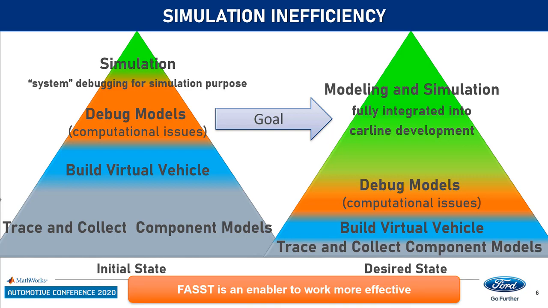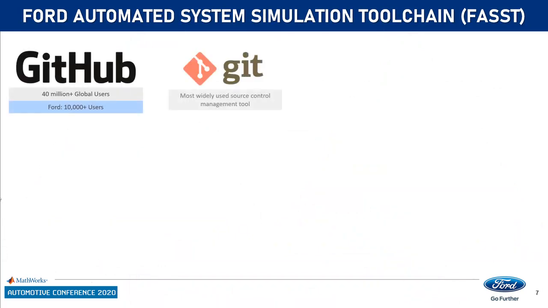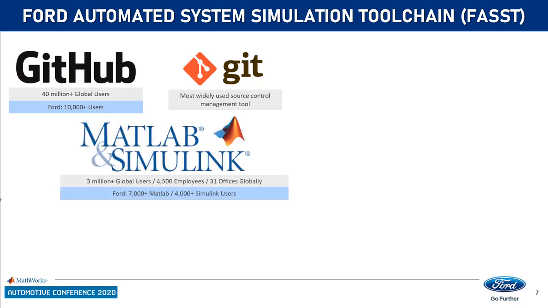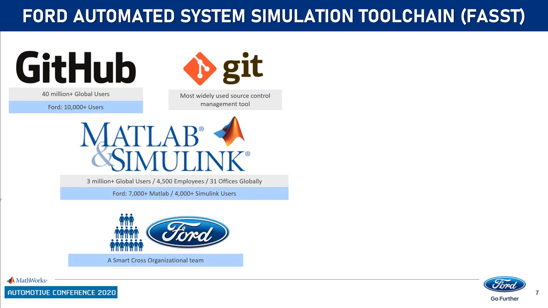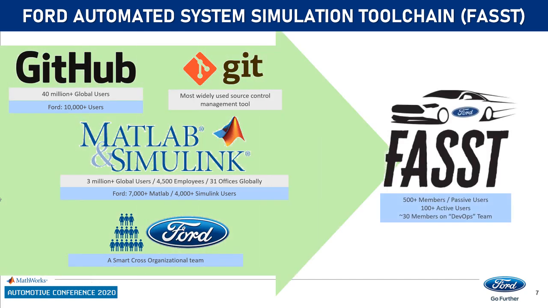So what is FAST? It's a combination of modern software development techniques and tools like GitHub and Git, together with the MATLAB simulation products and a smart cross-organizational team from Ford. And I think the cross-organizational aspect is the one to point out. We are all distributed in different departments inside the company, but collaborating. Nate will give a little better view of that. And that is what comes together inside FAST.